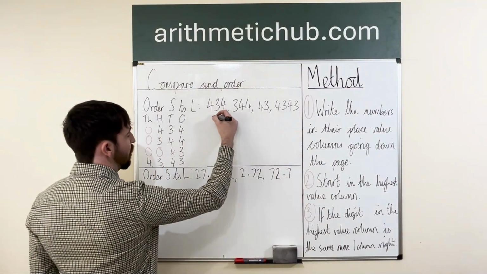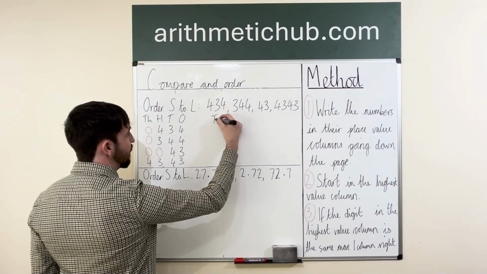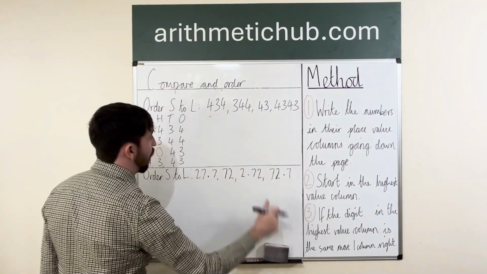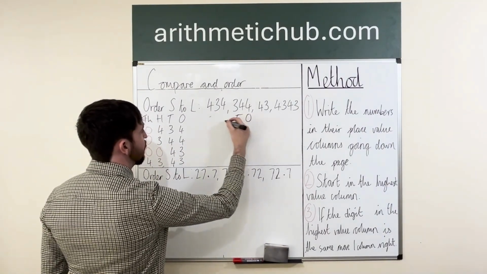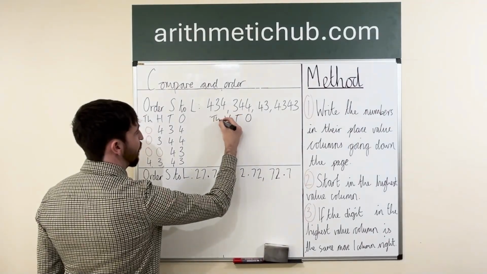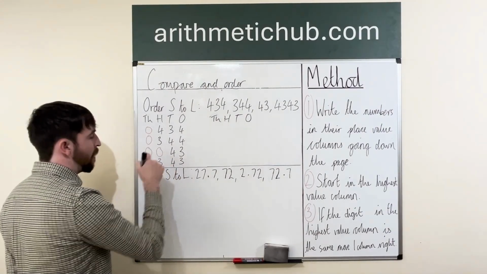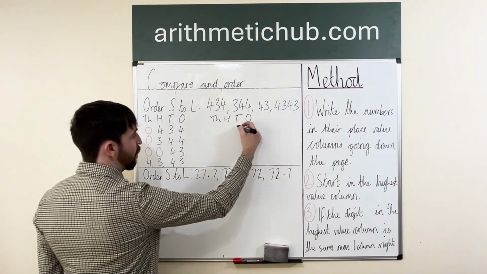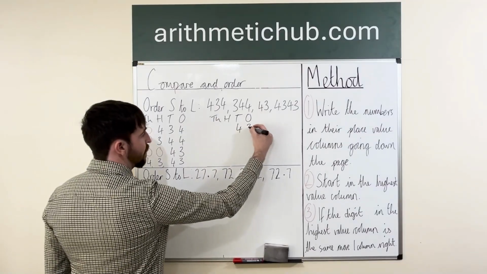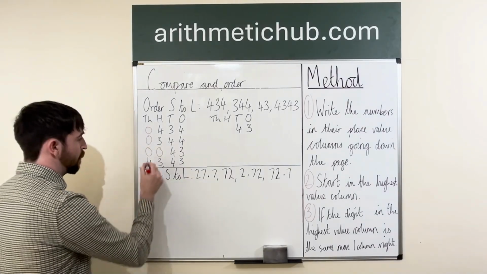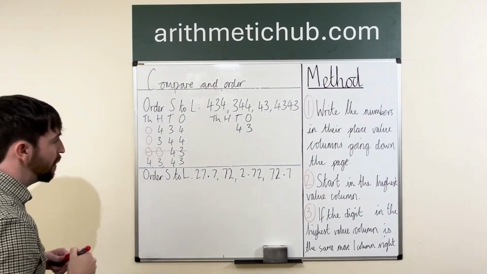So what I'm going to do is leave myself a little bit of space. I'm not going to start from thousands, that doesn't make sense. I'm going to start from my ones, tens, hundreds, and then thousands to get into those good habits with our place value columns. And then I'm going to put my smallest number in first. 43 is 4 in the tens and 3 in the ones. And then I'm going to cross it out on this side, okay?